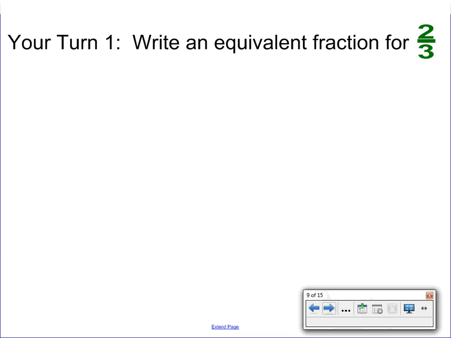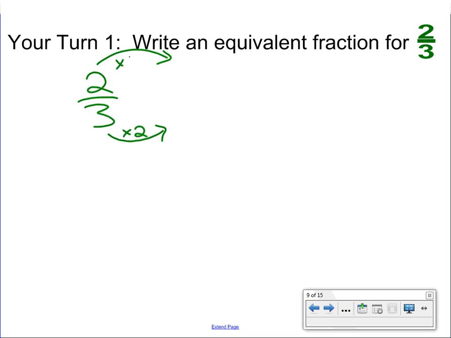You try one. Now I want you to pause the video and try to write an equivalent fraction for 2/3. What number should you use? Doesn't matter. Just try it. Let's see if I can guess what you used. I'm going to do a few and see how you did. I'm going to start off with the easiest and most common one, and that's multiply by 2.